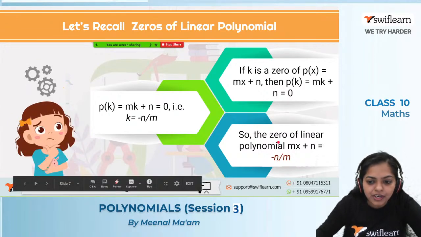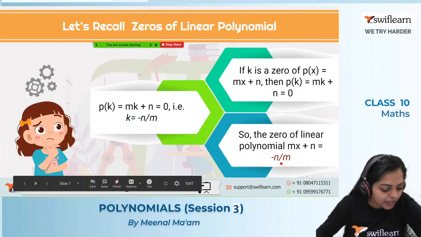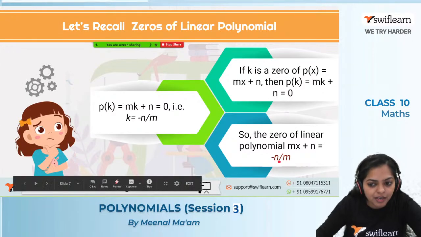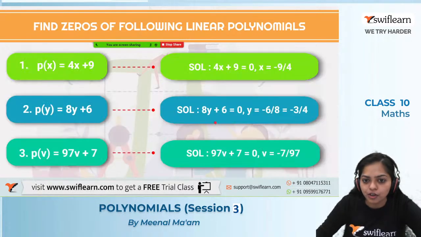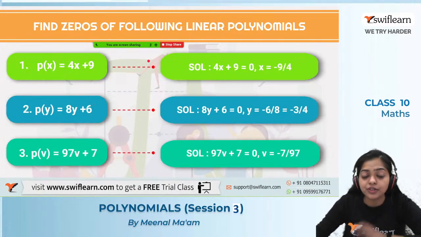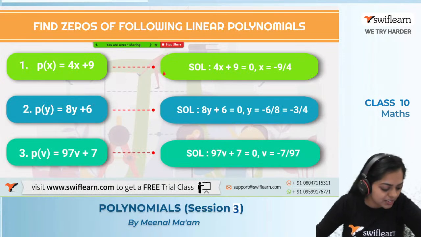So the 0 of a linear polynomial mx plus n is what? It is nothing but equal to minus n by m. Got it? So this is all about the 0 of a linear polynomial. Let's move on to some questions to revise what we have discussed in the previous session.